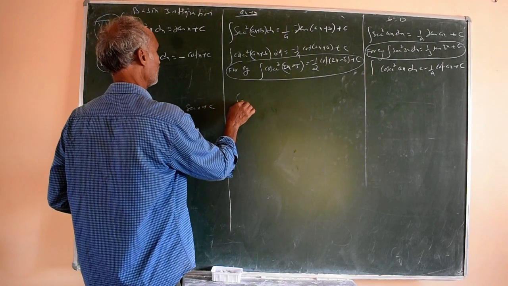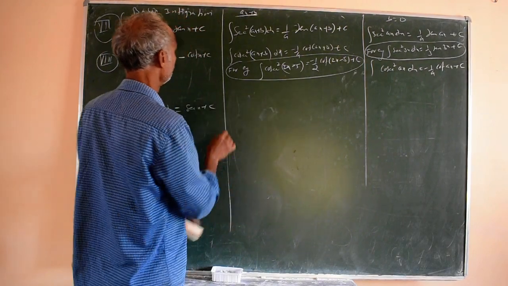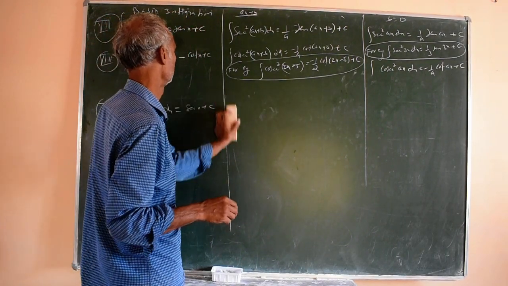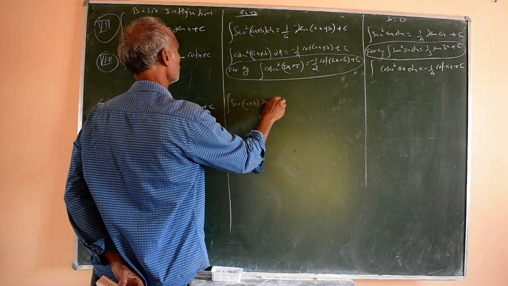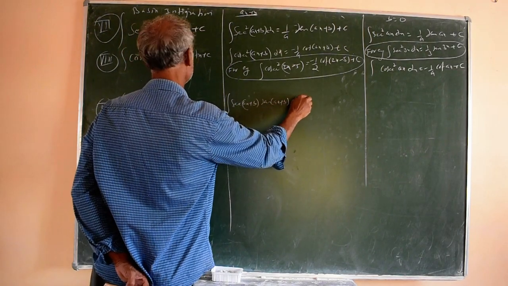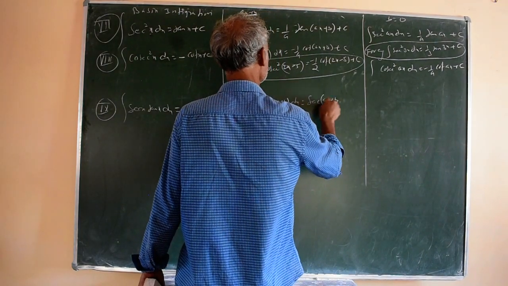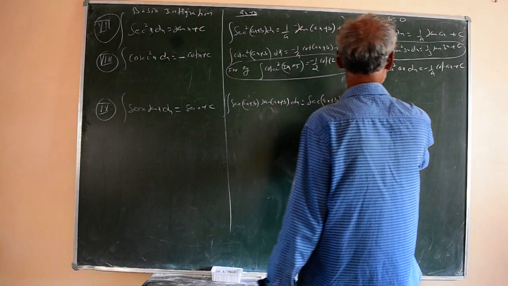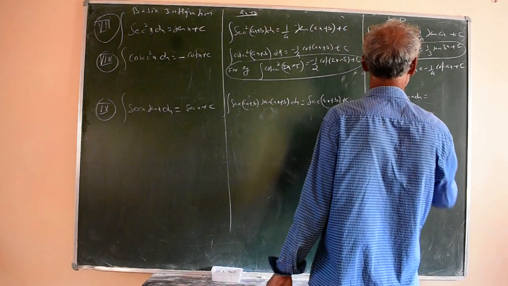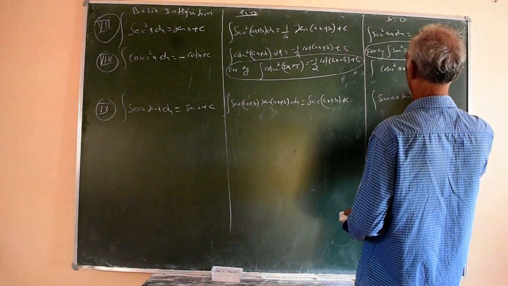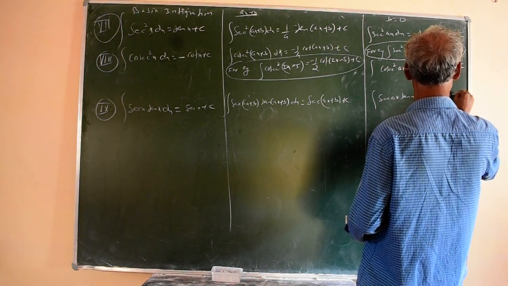Integration of sec(ax plus b) tan(ax plus b) dx is equal to sec(ax plus b) plus c. Integration of sec ax tan ax dx is equal to 1 by a sec ax plus c.